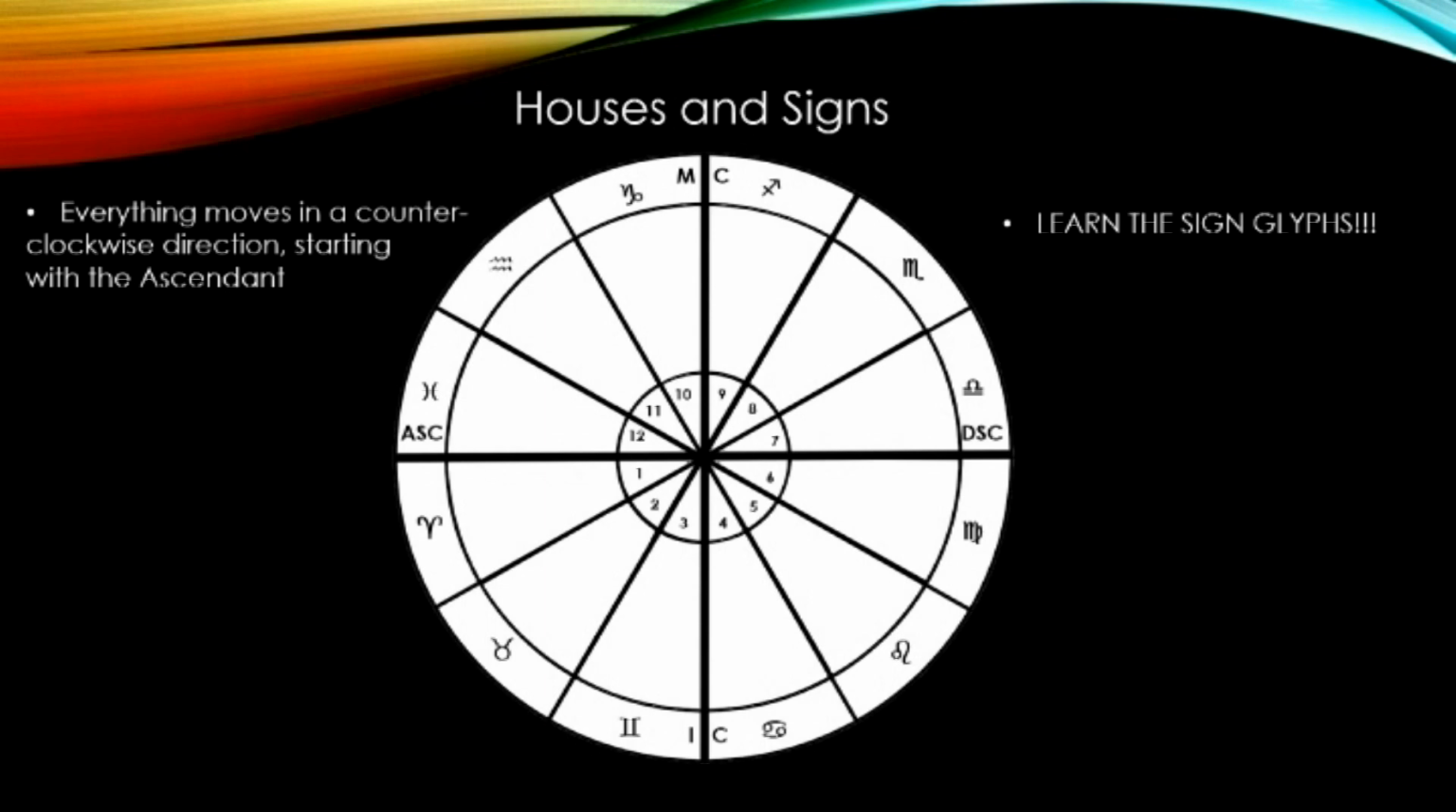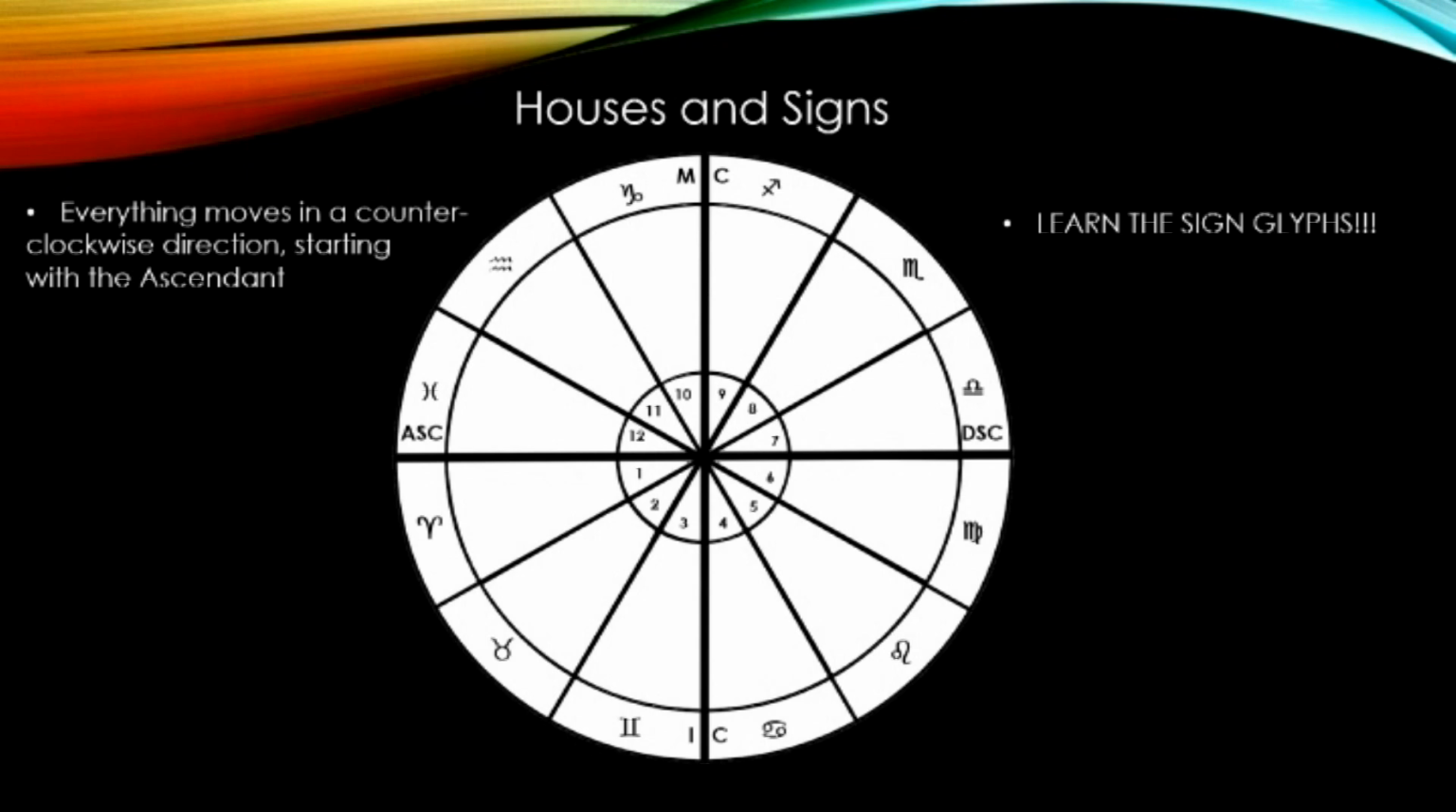Now, these correspond to each other. Aries corresponds to the first house, being the first sign in the zodiac. Taurus corresponds to the second house. Gemini corresponds to the third house. It doesn't matter where those signs sit in your natal chart. The first house in anybody's chart is going to have an Aries vibe to it. The second house in anybody's chart is going to have a Taurus vibe to it.